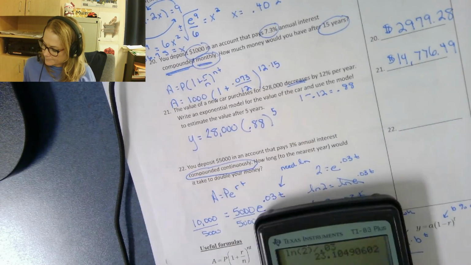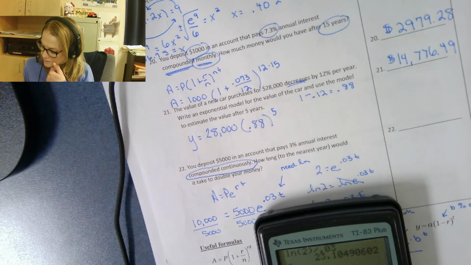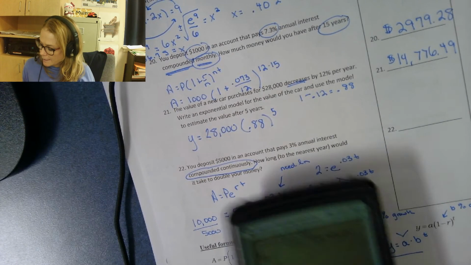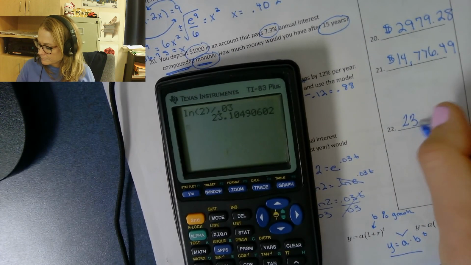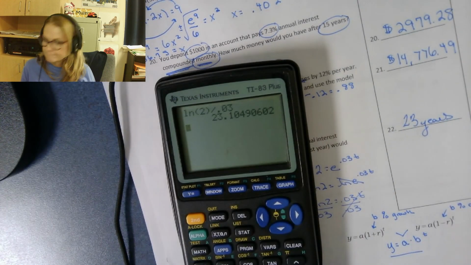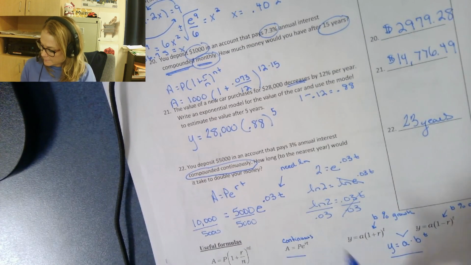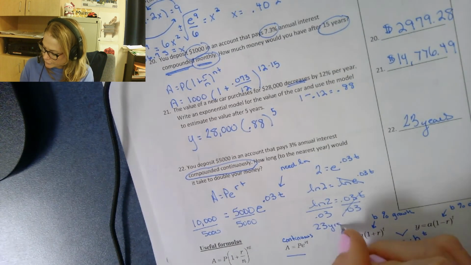How long to the nearest year would it take to double your money? About 23 years. Don't forget your units.